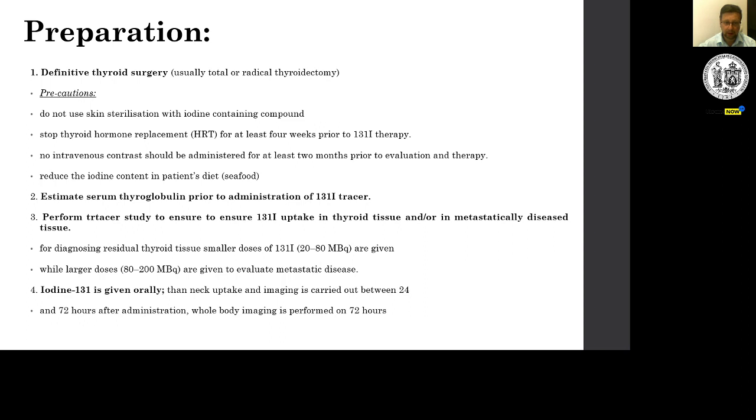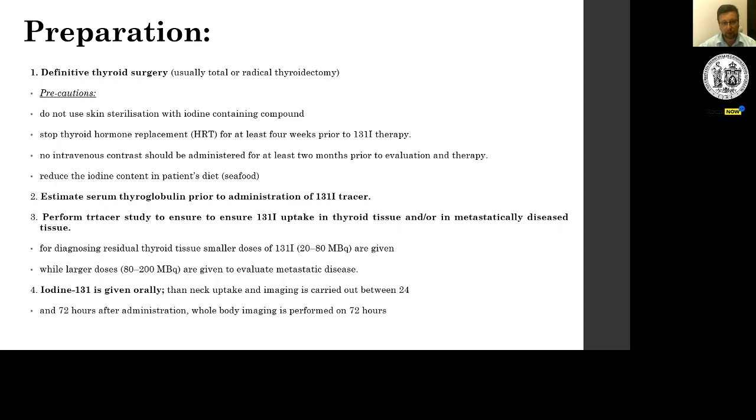The second step in preparation is estimation of serum thyroglobulin prior to administration of the iodine 131 tracer. Third, we should perform a tracer study to ensure the radioactive iodine uptake in thyroid tissue or in metastatically diseased tissue. Diagnosis of residual thyroid tissue: smaller doses of the radioactive iodine of 20 to 80 megabecquerels are given, while bigger doses like 80 to 200 megabecquerels are given to evaluate a metastatic disease.